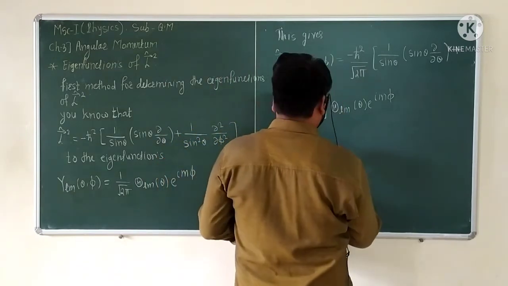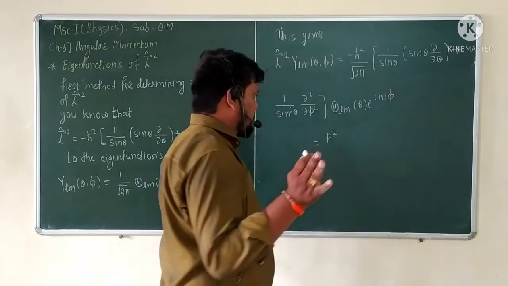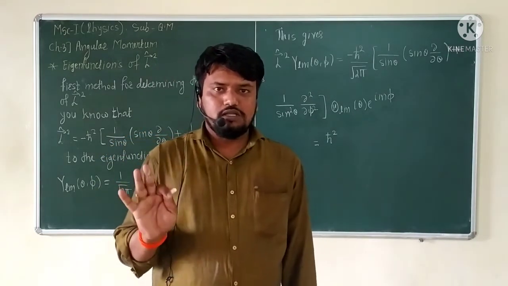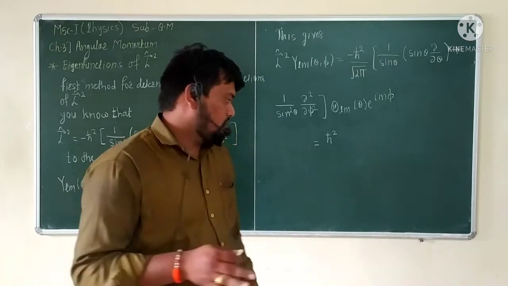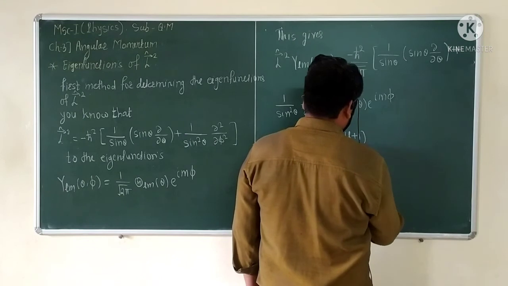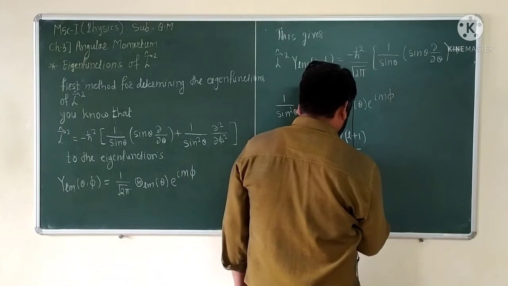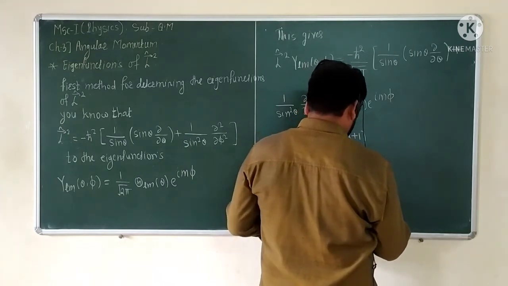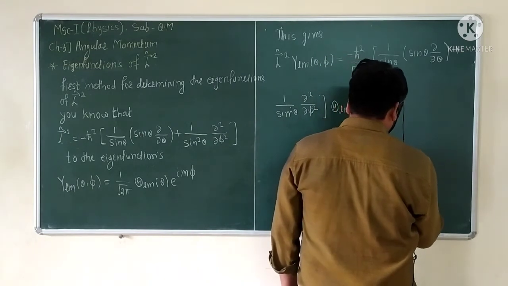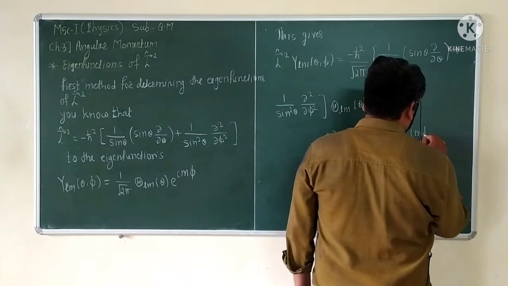The h cross square is as it is, and we know that the eigenvalue of L square is h cross square L into L plus 1. So this is h cross square L into L plus 1, divided by under root of 2 pi, into the same function, the theta part, capital Theta Lm of theta, into e to the power i m phi.